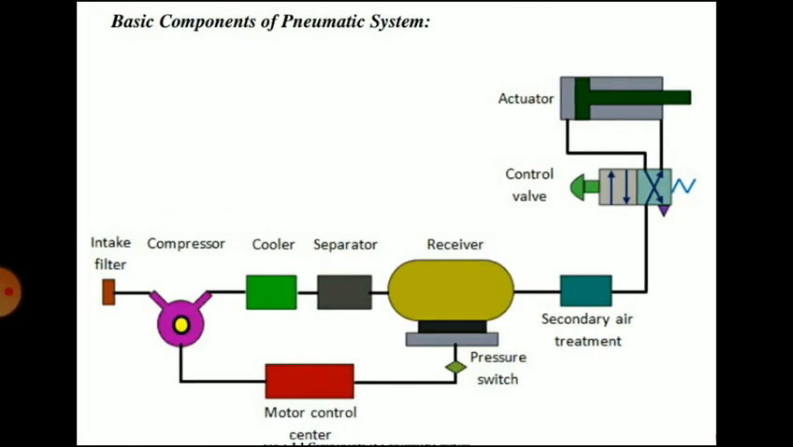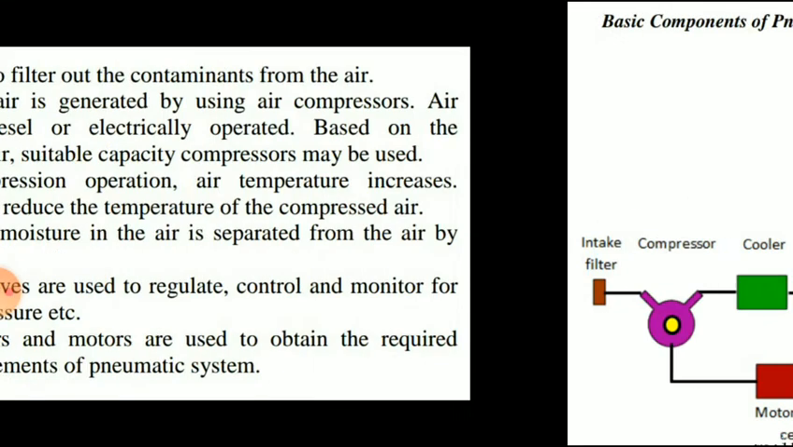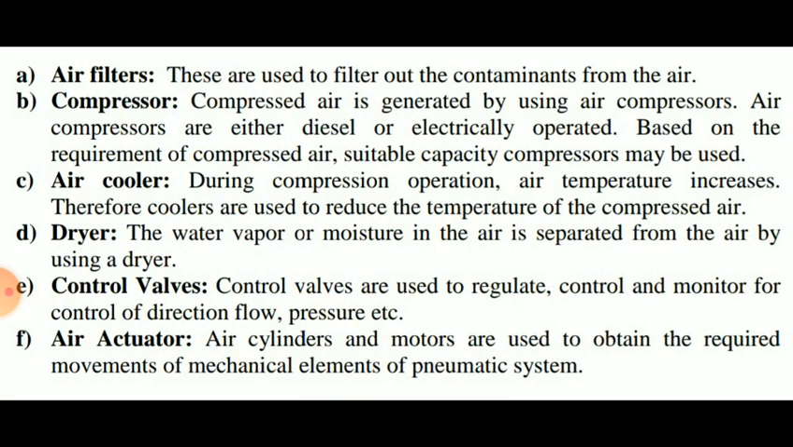So, the basic components of a pneumatic system. You can see in the diagram: first the intake filter, then compressor, then cooler, separator, receiver, then secondary air treatment, then the control valves and the actuator. Actuator means the actual application, for which the pneumatic system is designed. We will see them one by one.